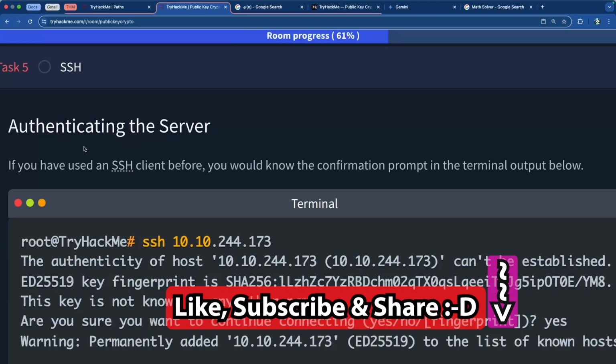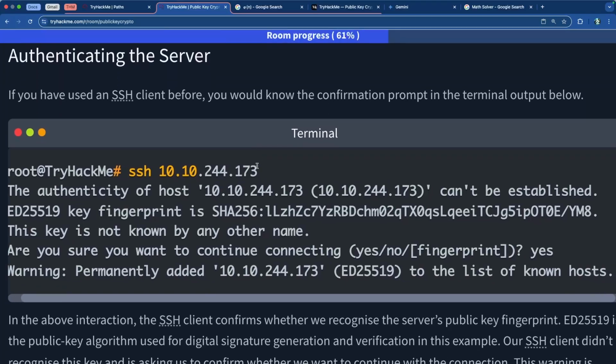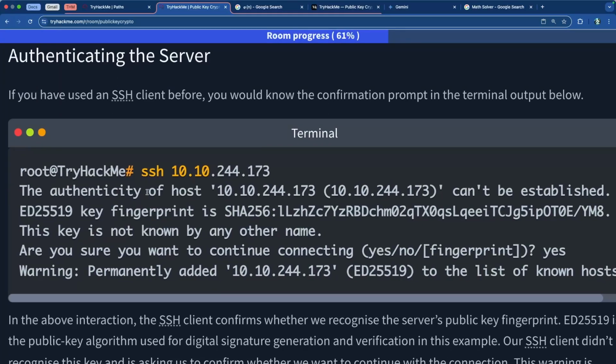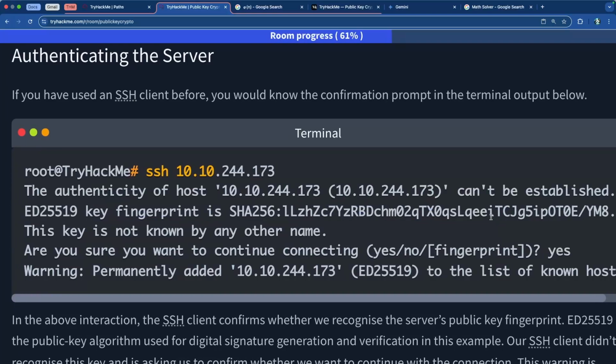Moving on. SSH, we've used it a lot in a lot of the labs that we've done on this channel, and it's a remote login tool, just to sum it up in one sentence. There is a certain process that goes with it. For example, when you actually log in, so SSH to this particular thing, it says the authenticity of this can't be established. The key fingerprint is this SHA hash value that we see here.